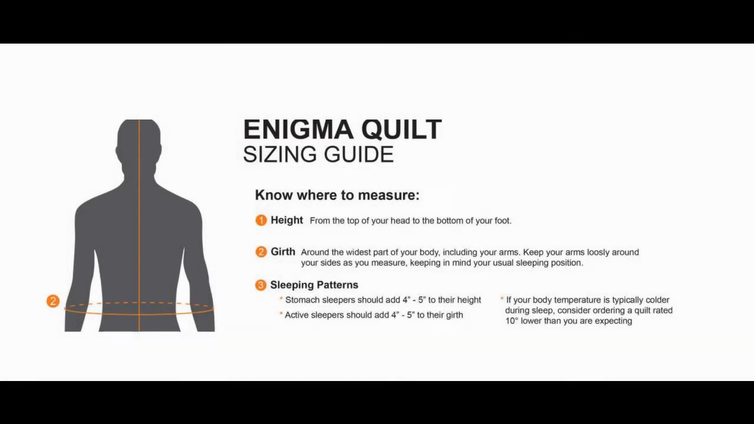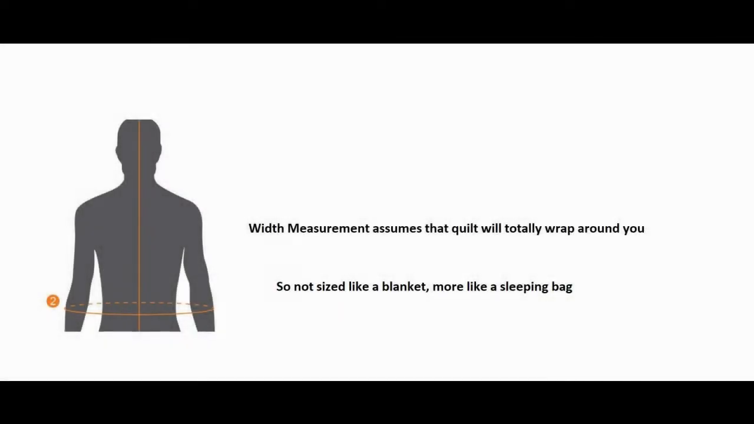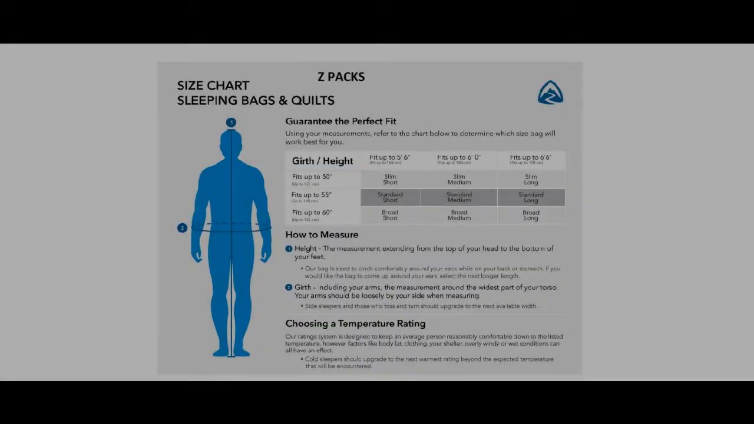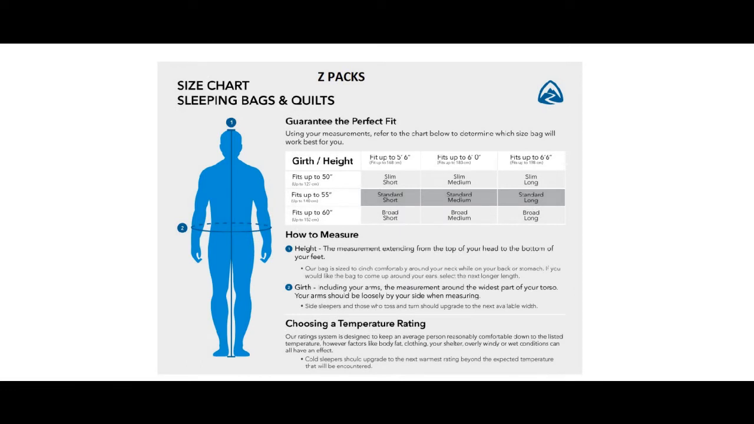Enigma determines the girth from the widest part of your body and suggests adding 4 to 5 inches for active sleepers. You'll note that this measurement assumes that the quilt will wrap around you. This is common on most of the selections we will see. In other words, it's not sized like a blanket that's laid over you, but more like a sleeping bag. Z-Pack uses the same idea as Enigma and suggests that you upgrade to the next width if you're a side sleeper or toss and turn lots.